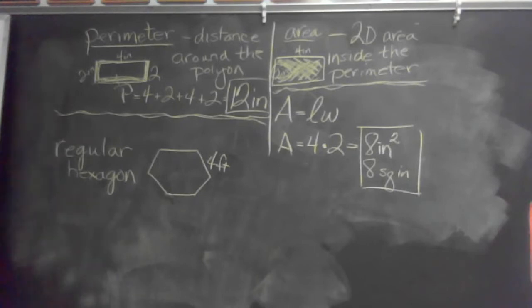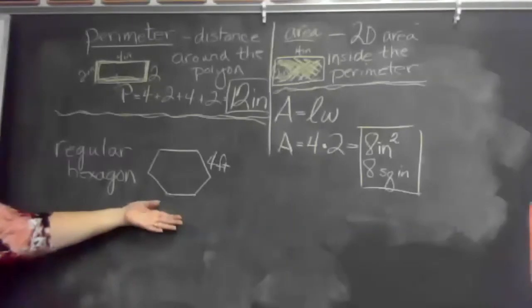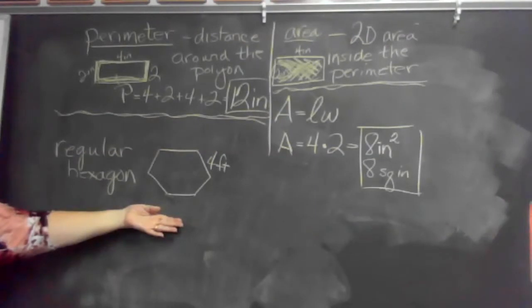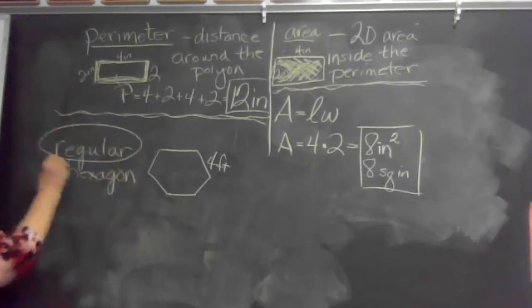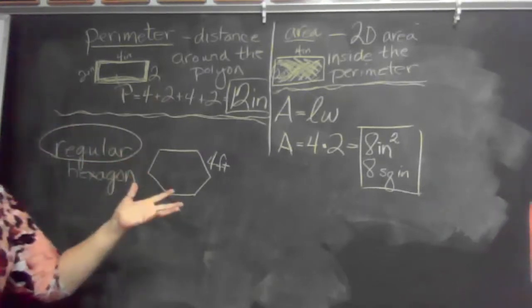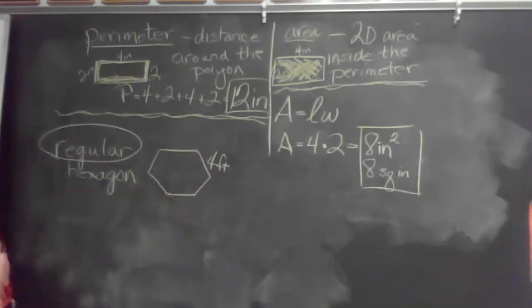Okay, so come on, guys. Look at what I wrote. What tells you that all the sides are 4? It's a regular polygon. Yes, Josh. Regular tells you that all the sides are the same, all the sides are equal.